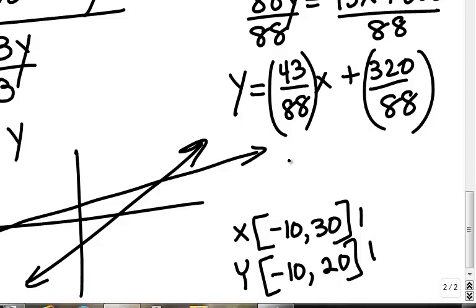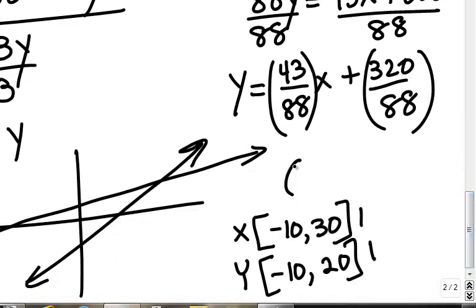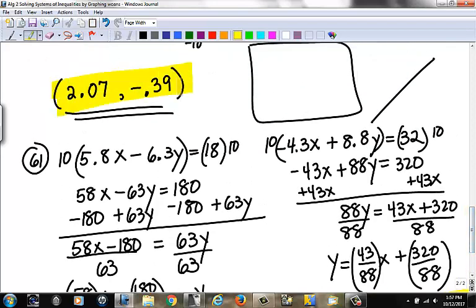Okay, so my ordered pair on this one, to the nearest hundredth, is 15.03, comma, 10.98. Okay, so that's my final answer. Where did I put the other one? Here's the other final answer.